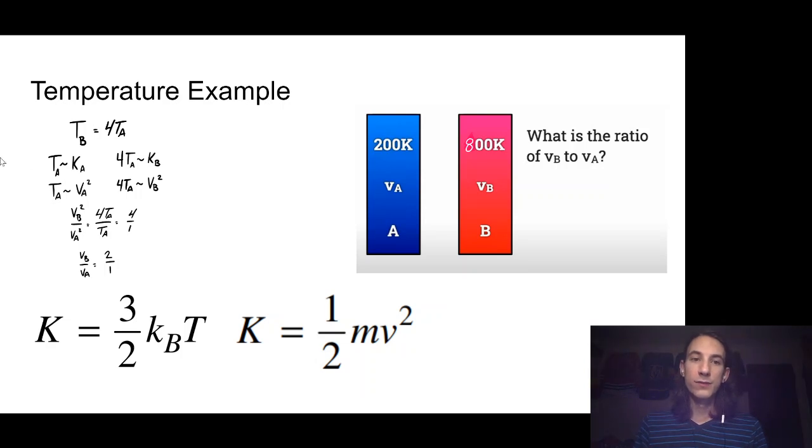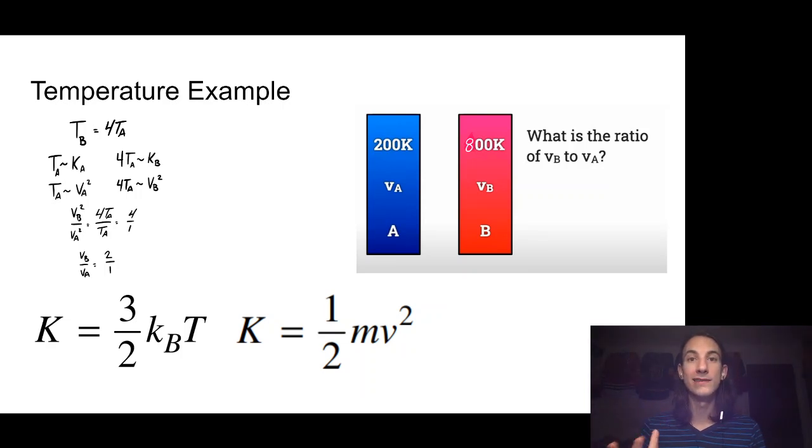If we want to set this up and figure it out mathematically, plugging in numbers and using equations, we can say that the temperature of object B is 4 times the temperature of A. This one is 200 kelvins, whereas the other one is 800 kelvins. And what's nice is we're using this absolute scale of kelvins.